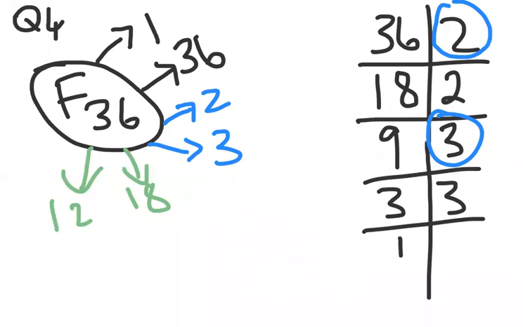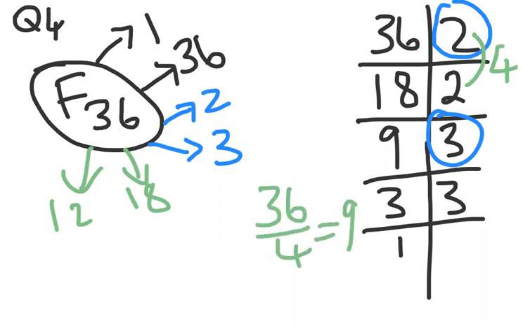Let's see if there's more. Here we have 2 multiplied by 2, it's 4. So can we say 36 divided by 4? Yes, we can. That answer is 9. So 9 is a factor. And because the 4 and the 9 are whole numbers, we can also say 4 is a factor. So there we have that one. Let's see if there's another one that we've missed.